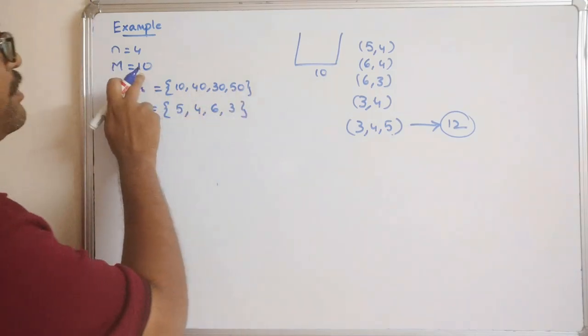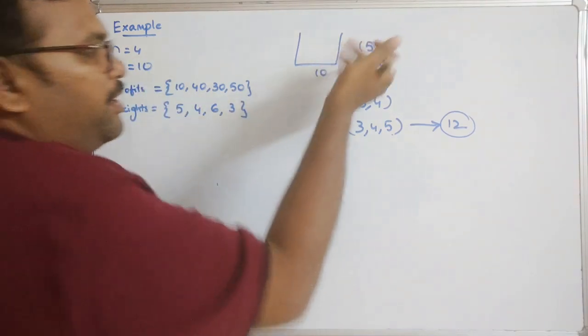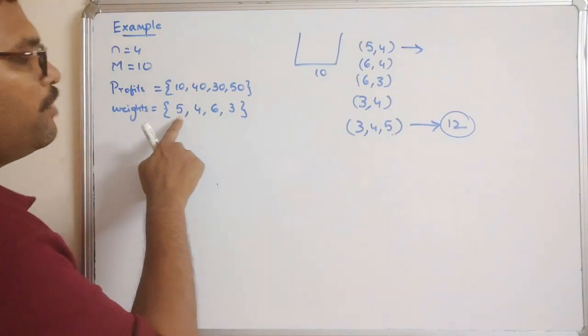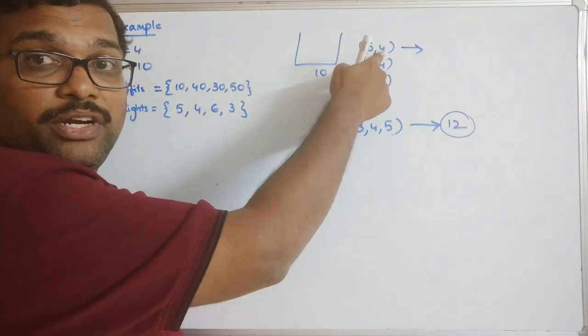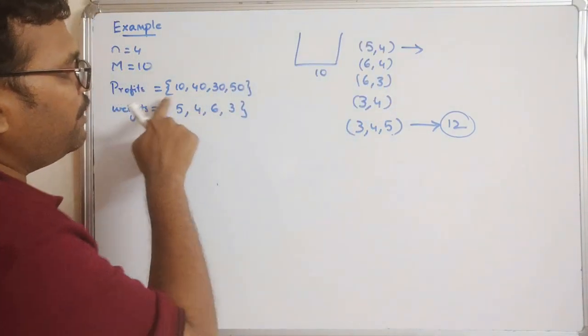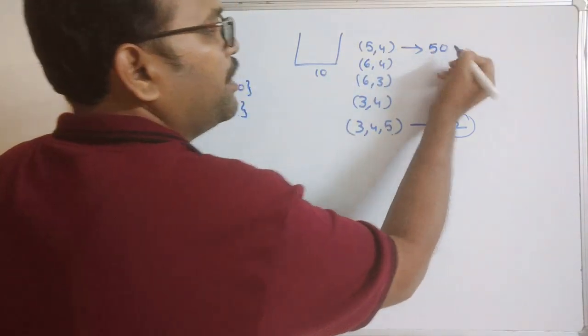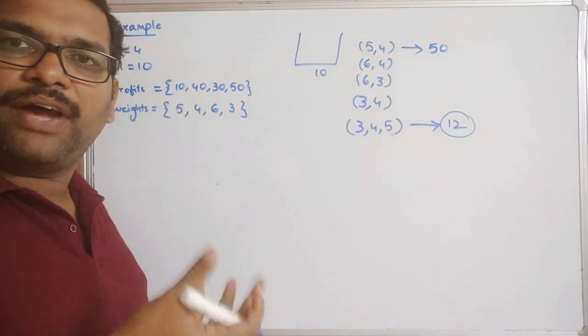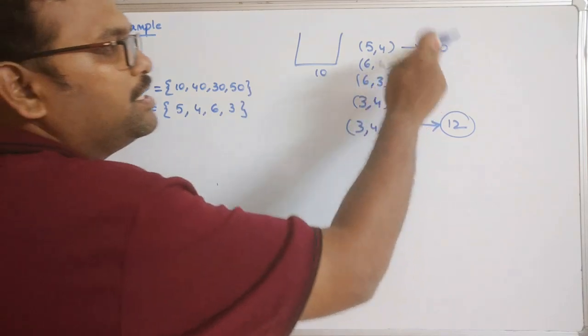So 10 here, the weight is 10. And here you can get the profit, right? If you move the 5 and 4, the total is 9, so it can be accepted. So 5 and 4, it is 50 profit. In order to carry the weights 5 and 4, the profit is 50.